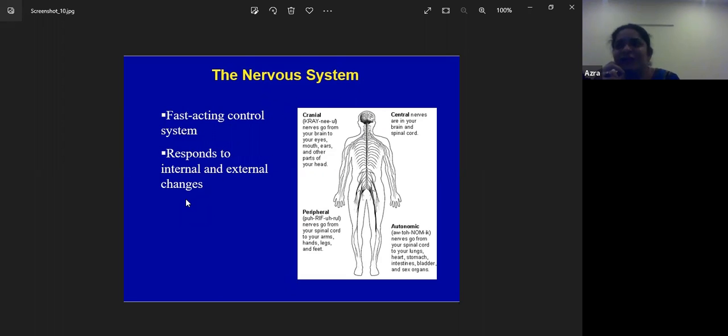So obviously, there is a response to anything internal and external. For example, this is my hand, and I will just slap my hand, just like this. So how do I feel it? Because my nervous system tells me that I'm feeling something. Understand? Any problem? If you want to ask anything, you may ask.